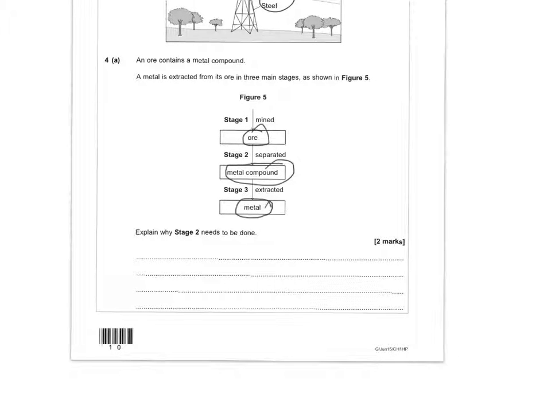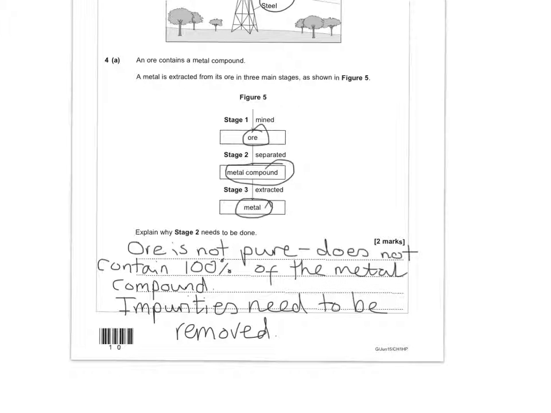Okay, so this needs to be done because an ore is not pure. It contains impurities and it does not contain 100% of the metal compound. So we need to remove that rock or the other compound before we start extracting it. So 2 marks there, 1 mark for saying it's not pure and another mark for saying that the impurities or the other compounds need to be removed. Okay, so there are 2 marks.